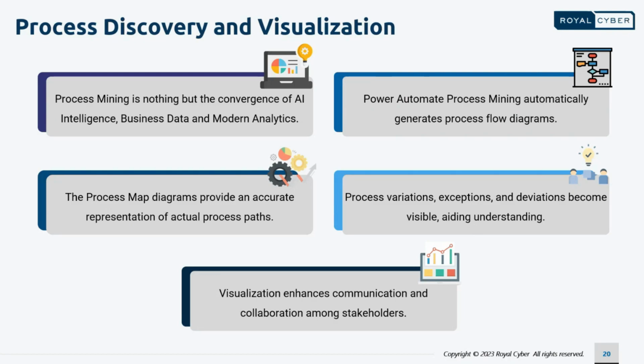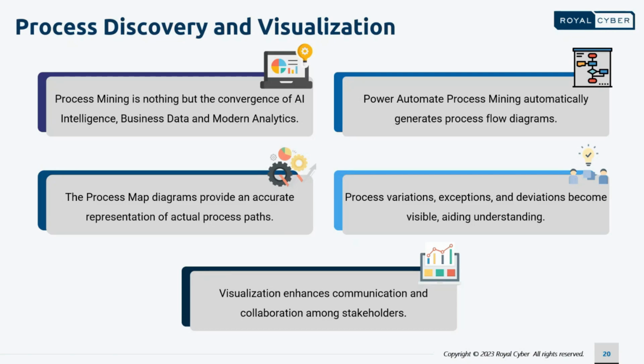As you can see, process mining is nothing but the convergence of AI capabilities, business data, and modern analytics. With the convergence of the capabilities of AI and the business data that we feed into this step, it will generate the modern analytics for you, and you'll be able to analyze them. This tool, the Power Automate process mining tool, automatically generates the process flow diagrams. You just have to give the data and it will automatically generate process flow diagrams where you will be able to see this visualization, identify the bottlenecks, and see the process paths as well.